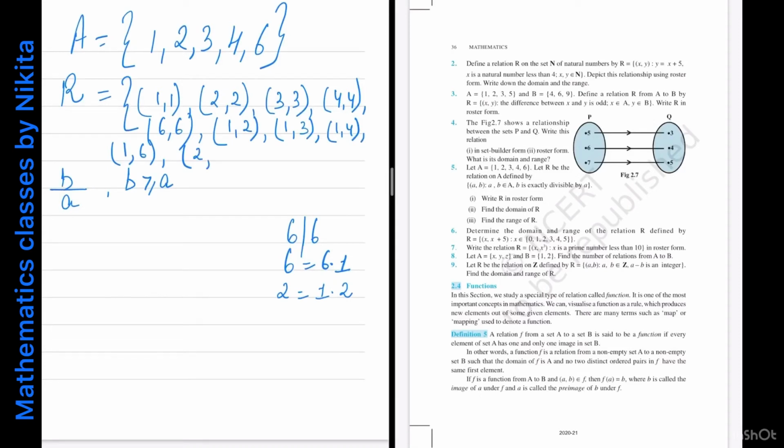Now your b has to be greater or equal to a. So therefore first let us check 3. Is 3 divisible by 2? No. 4? Yes. So 2 comma 4. Then 6? Yes. 2 comma 6.